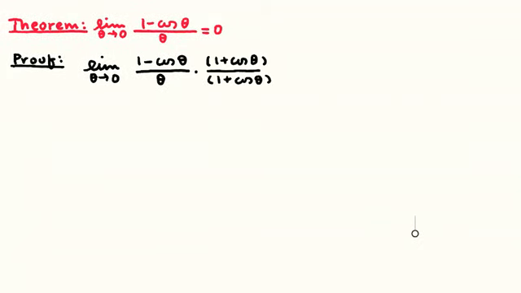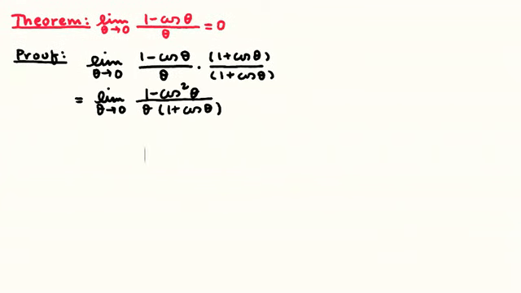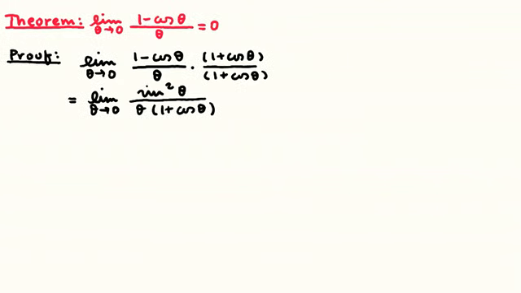Okay, I'm going to multiply by 1 plus cosine theta over 1 plus cosine theta. And this is the conjugate of 1 minus cosine theta. So I'm going to end up with the difference of 2 squares in the top, and that will be something I can apply a trig identity to. So let's just go ahead and rewrite this. Okay, once I FOIL out the numerator and cancel off the like terms, I'm going to end up with 1 minus cosine squared theta, and then in the denominator I'm going to have a theta and a 1 plus cosine theta. Now 1 minus cosine squared theta, if you remember your trig identities, that's sine squared theta. Okay, so I'm going to make that substitution.